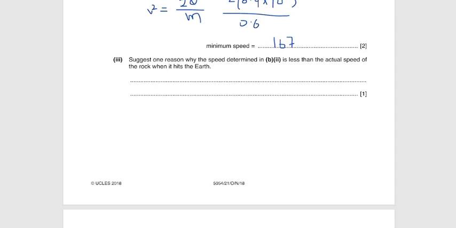Moving towards the third part, suggest one reason why the speed determined in B2 is less than the actual speed of the rock when it hits the earth. Again, whenever they ask you why a certain thing was lesser as compared to the actual speed, that means if it's less, there was some loss. If there was some loss, you can just say when it hits the earth, there was some energy loss to the ground.